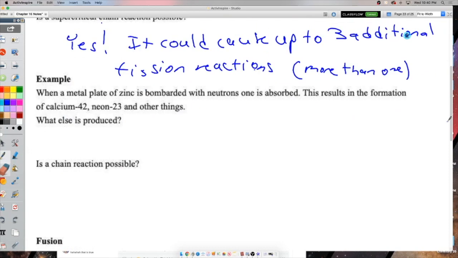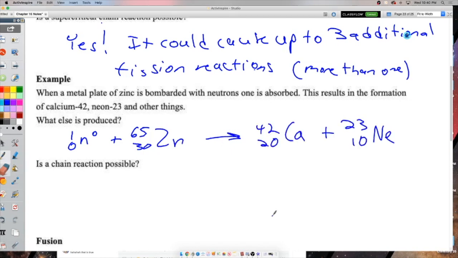Okay, very similar question, but a slight difference here. Now the zinc plate is going to be bombarded with neutrons. So again, we have rounding to 65 because that's what's on the periodic table and they didn't give us an atomic mass. But we're going to make slightly different daughters. We're going to make calcium-42 instead of calcium-40, but still neon-23. What else is produced? So how do we get this thing balanced?